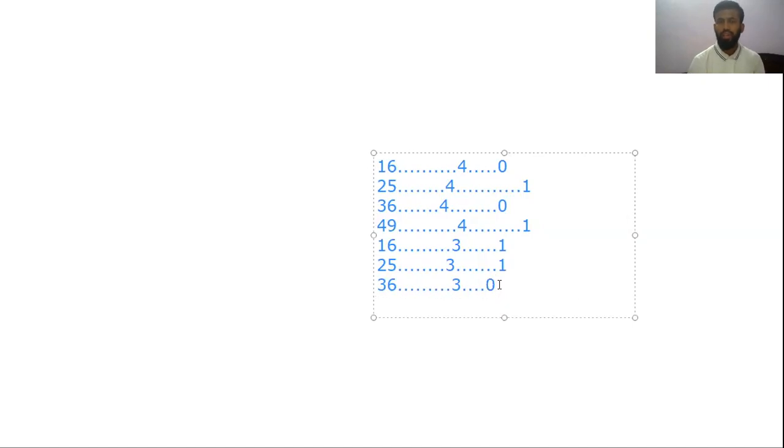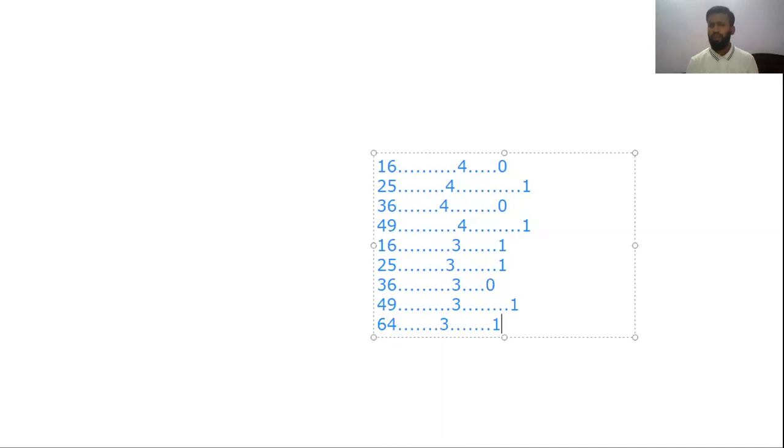Is this clear? If I take any other number, the next number is 49. 49 is a perfect square number. And if I divide it by 3, 16 3s are 48. What is the remainder? 1. But if I take the next perfect square number, for example 64, 8 multiplied by 8 is 64. 64 is a perfect square number. If I divide this number by 3, 21 3s are 63, so the remainder is 1.